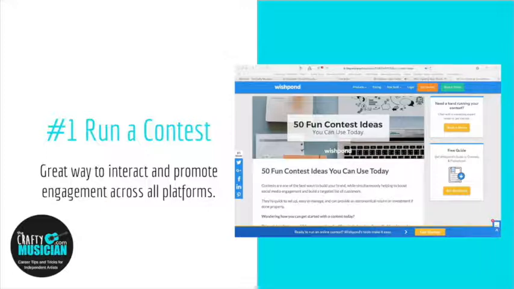The first idea is to run a contest. It's a great way to interact and promote engagement across all platforms. And the really cool thing about contests is that you can base the requirements on whatever you need at the moment. For example, if you need more subscribers on YouTube, you can send them over to YouTube, and that's how they enter into the contest.